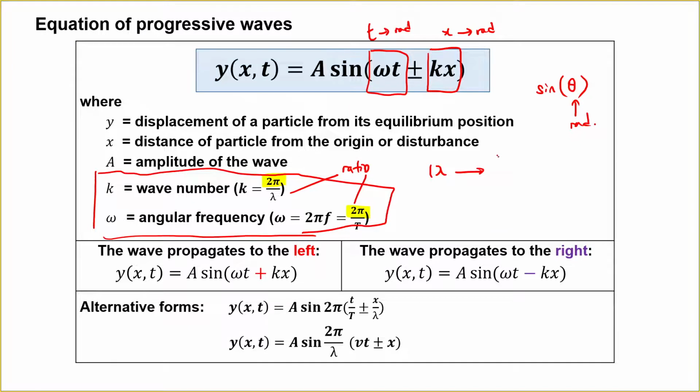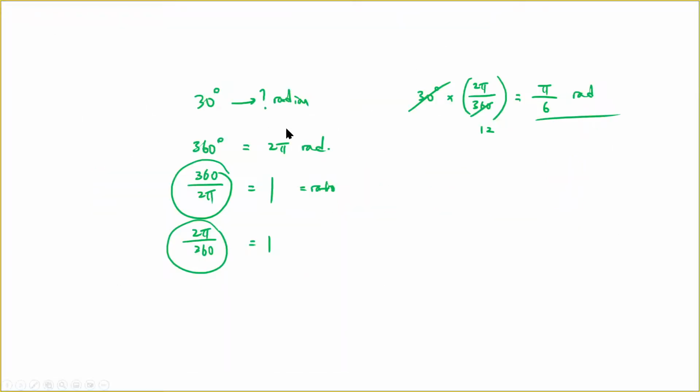Satu lambda memang around 2 pi lah. 2 pi radian. So, satu lambda macam satu period. Also about 2 pi radian. So, I make a ratio over here. So, 2 pi over lambda is equal to 1. This one, 2 pi over period. So, when I want to change something from degree to radian, I put the radian at the top. I put the 2 pi at the top. Betul tak? Sebab saya nak tukar dari degree pergi radian.